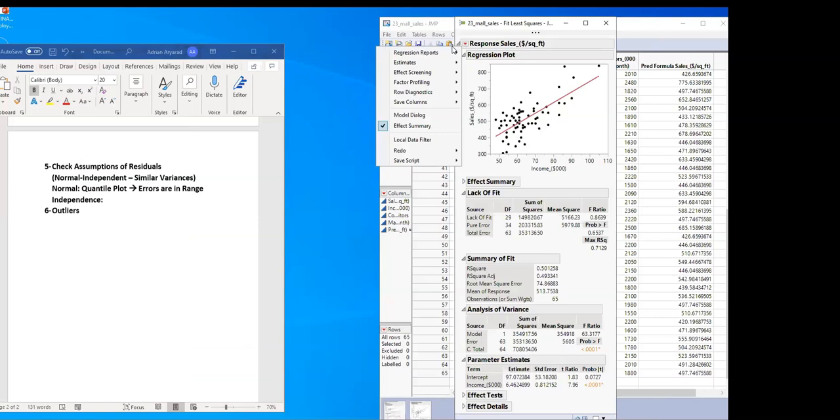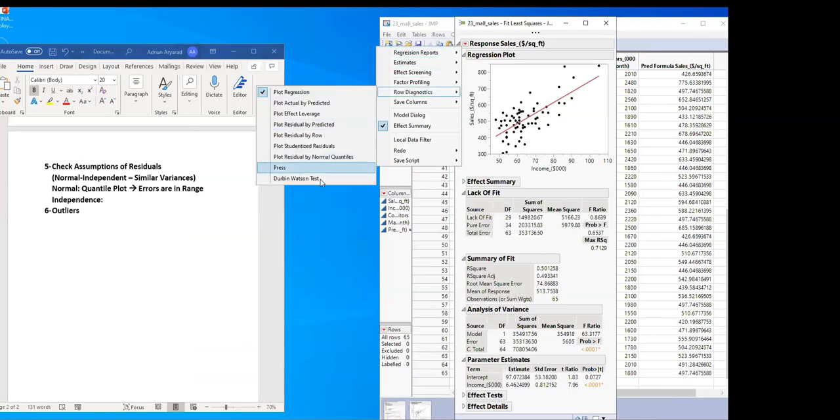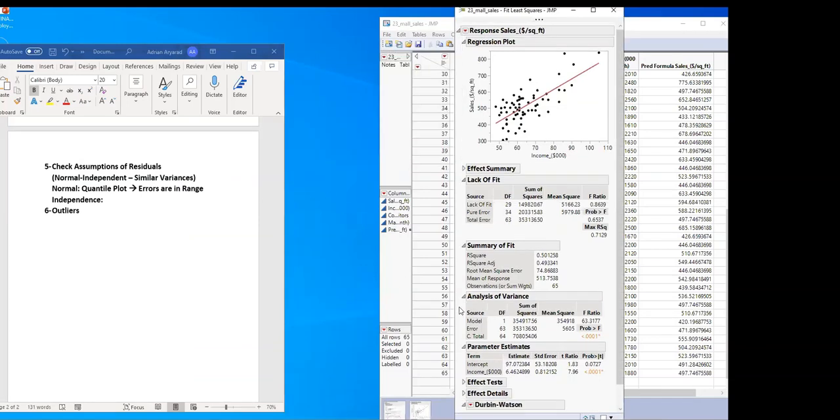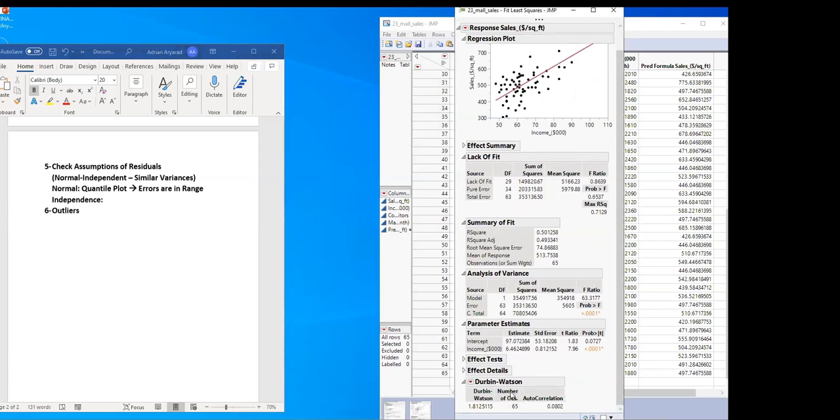So we use red triangle, row diagnostics, Durbin Watson test. And that's down here. You don't see the p-value here. The best is to use the p-value, okay? What is the D? So D, you can type D. It should be close to a value of 2 to be independent, or p-value greater than or equal to 0.05.